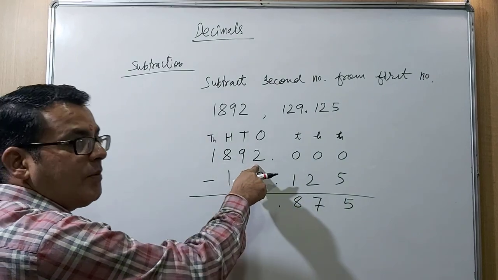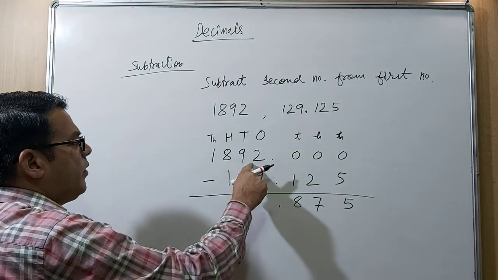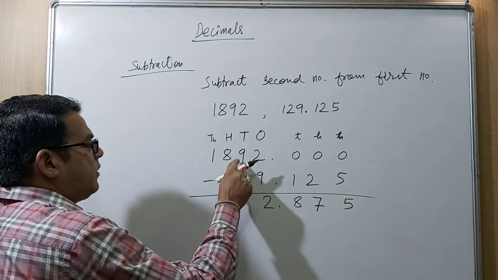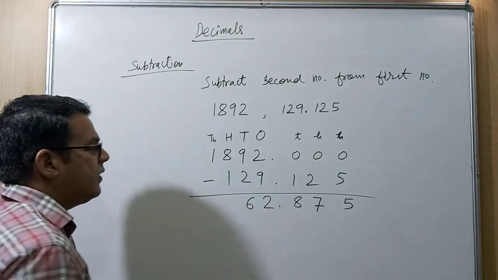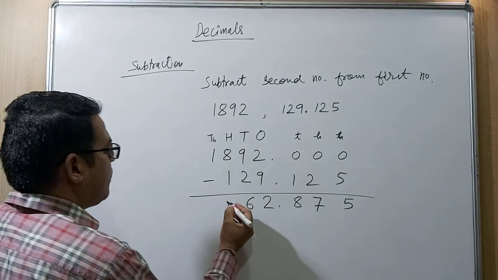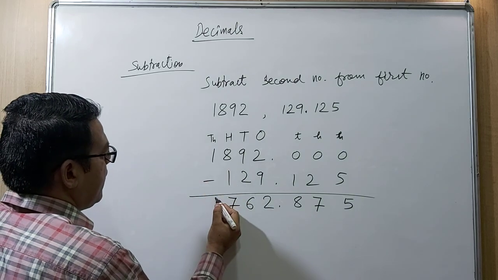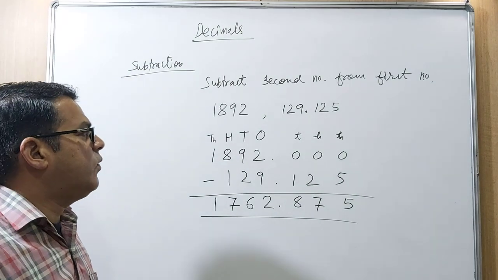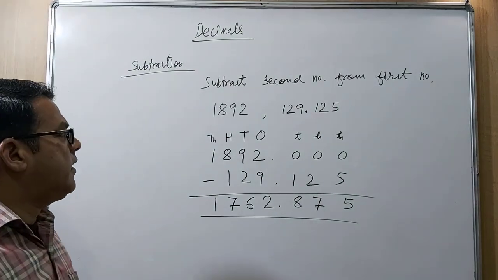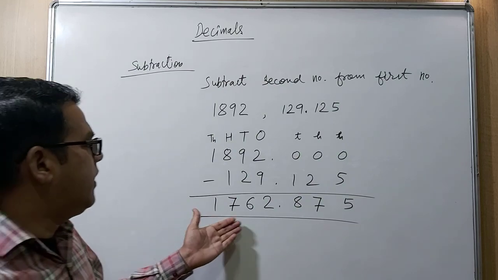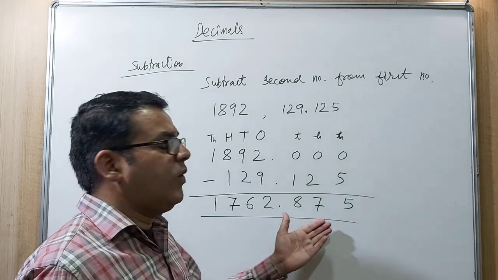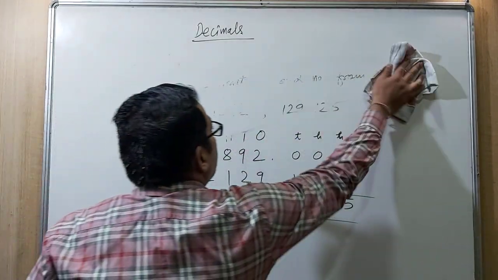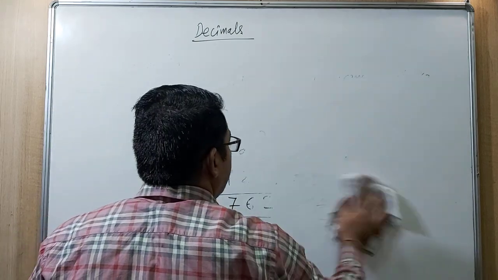Here now 11 after taking borrow. 11 minus 9, 2 we can write. Here is now 8, so 8 minus 2, 6 we can write. Now here is 7, 8 minus 1, 7, and this 1 we can write as it is. So after subtracting 0.125 from 1892, we have 1762.875, right?